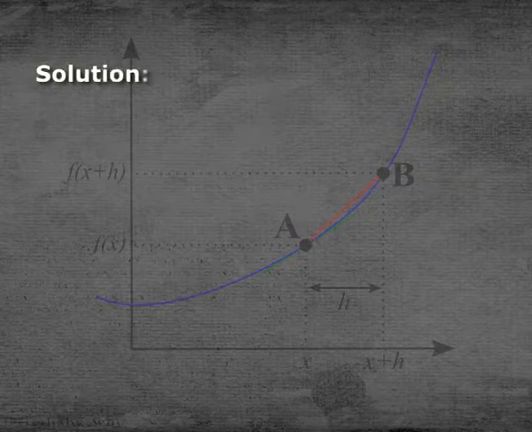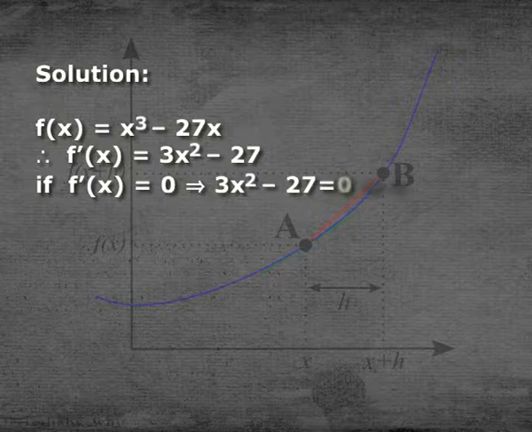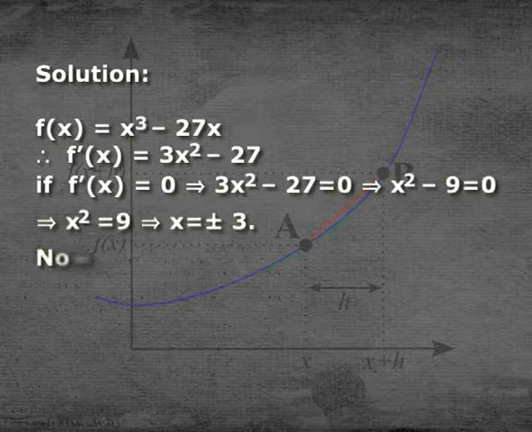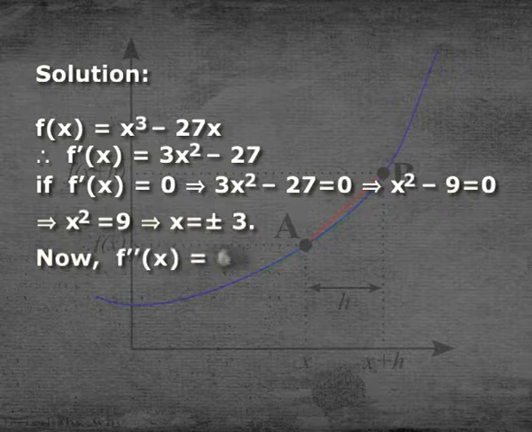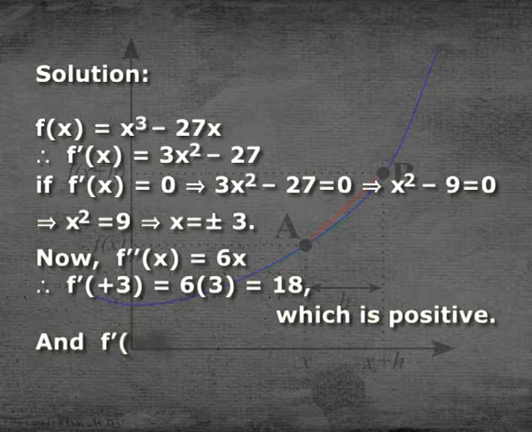f(x) is equal to x cubed minus 27x. Therefore, the first derivative f dash x is equal to 3x squared minus 27. So if f dash x is equal to 0, that implies 3x squared minus 27 will be equal to 0. So x squared minus 9 will be equal to 0. That implies x squared equals 9, which finally gives us x equals plus or minus 3. Now we have two values for x, that is plus 3 and minus 3.